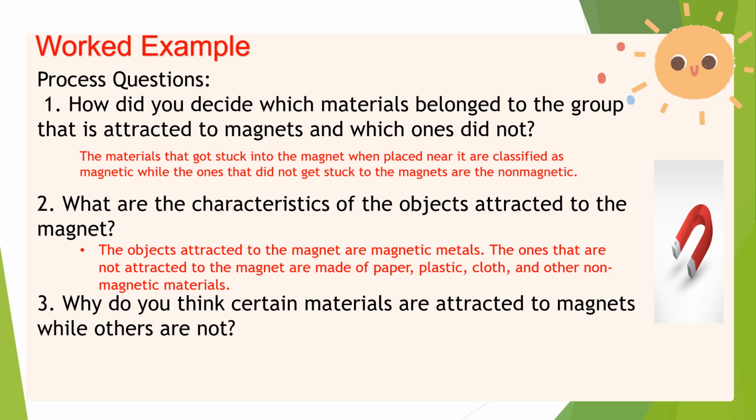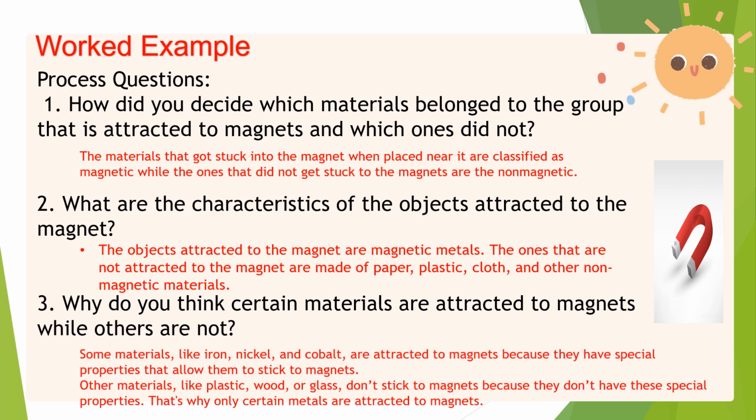Now, why do you think certain materials are attracted to magnets while others are not? Okay, some materials like iron, nickel, and cobalt are attracted to magnets because they have special properties that allow them to stick to magnets. Other materials like plastic, wood, or glass don't stick to magnets because they don't have these special properties. That's why only certain metals are attracted to magnets.